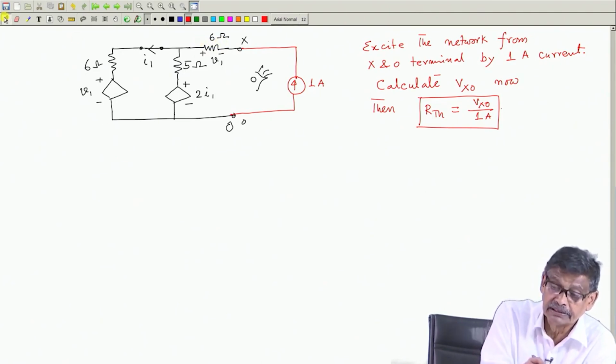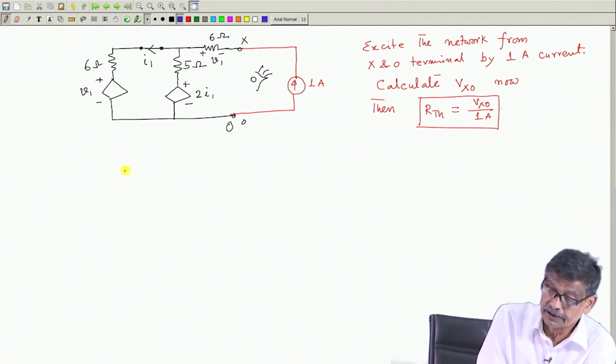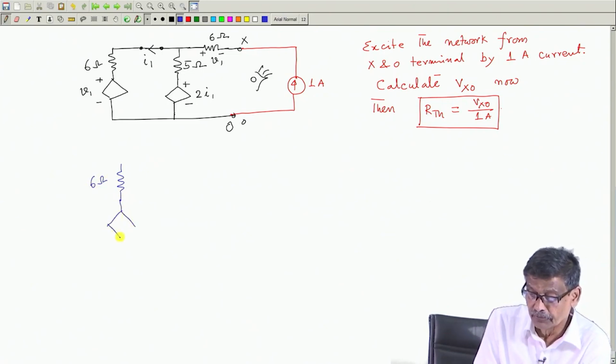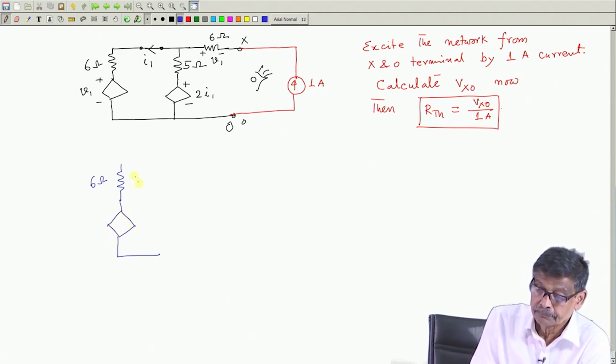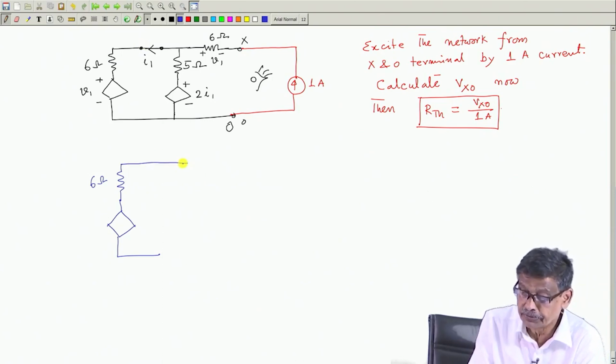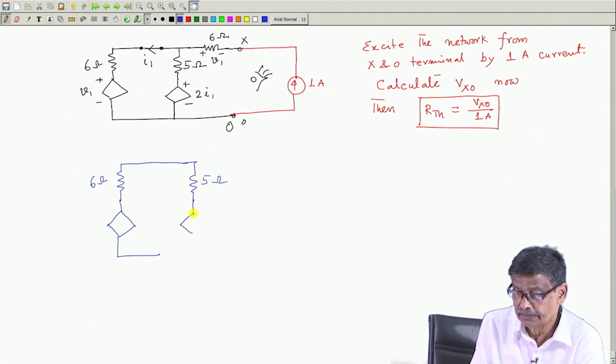Therefore, this network will then look like, with a different color I will draw, 6 ohm, this voltage dependent voltage source, and this is shorted because it is an independent source. I am calculating R Thevenin, this is 5 ohm and this is 2 I1, that is fine.